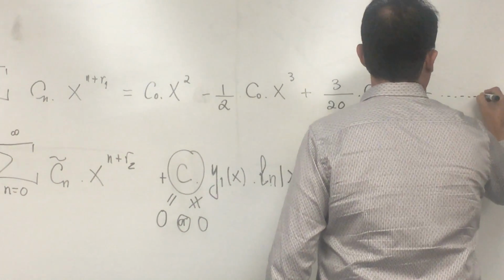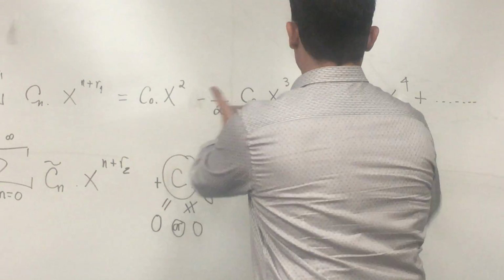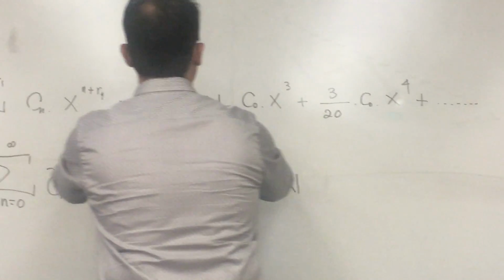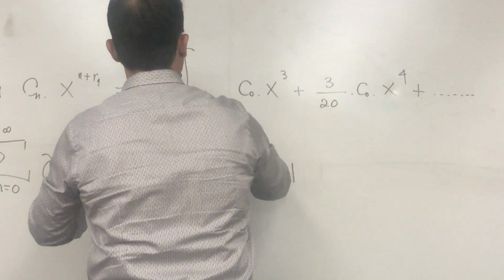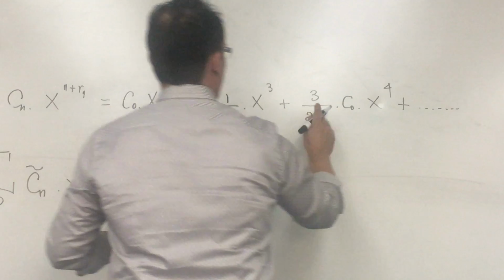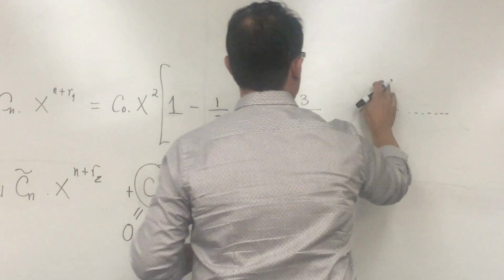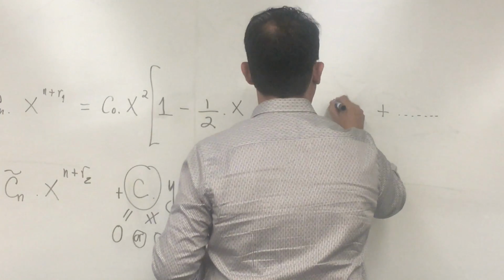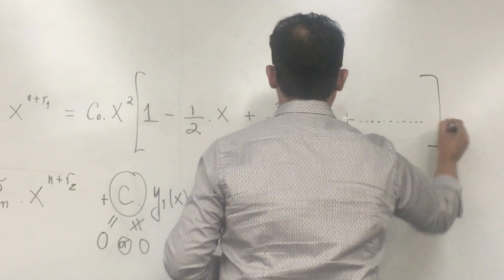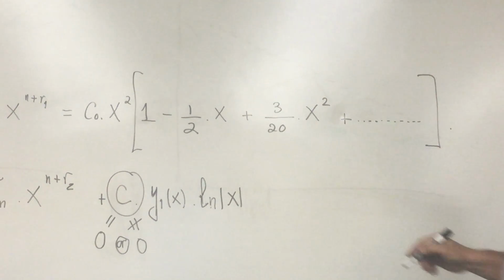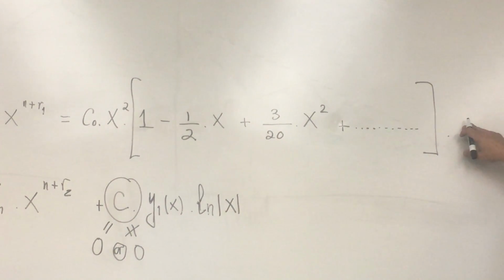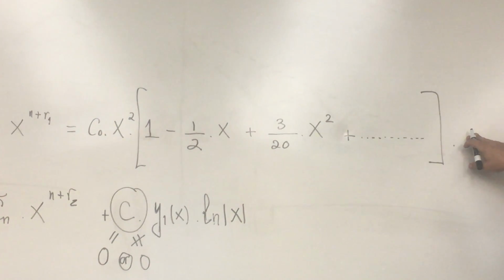Now look at what happened. In all these terms, they have a common factor C0 and an x squared, right? So let's factor that, and what do you get? 1 minus 1/2 x plus 3/20 x squared, and so on. So this is the first power series solution, the one for R1 equal to 2.